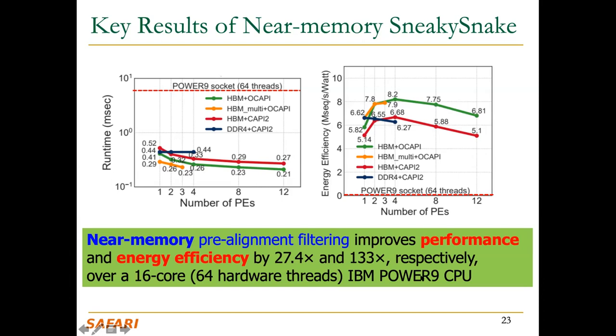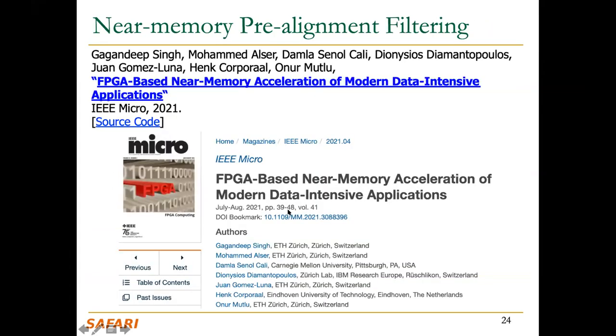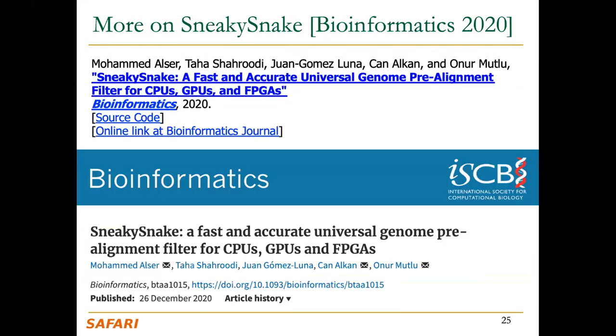So the performance can be increased by an order of magnitude and the energy by two orders of magnitude over a CPU implementation. Of course, if we compare it to DDR4 based devices, the numbers are much less, but the energy benefits will be high, still up to orders of magnitude. These are the things that you can do with SneakySnake. So we now have GPU, FPGA, CPU. We also have the near memory FPGA acceleration.